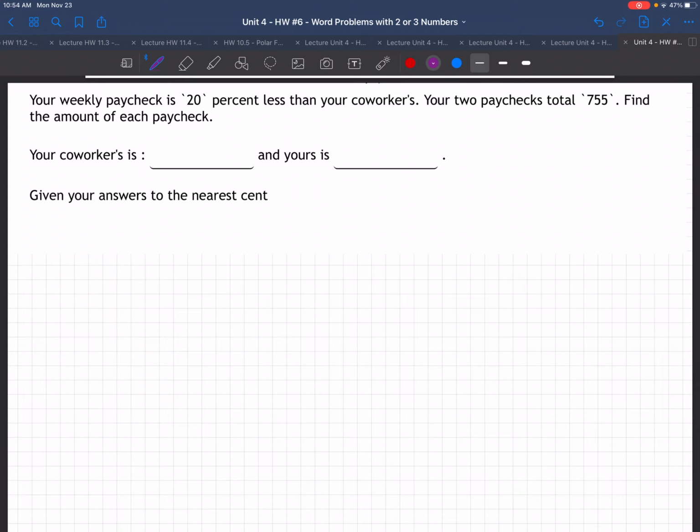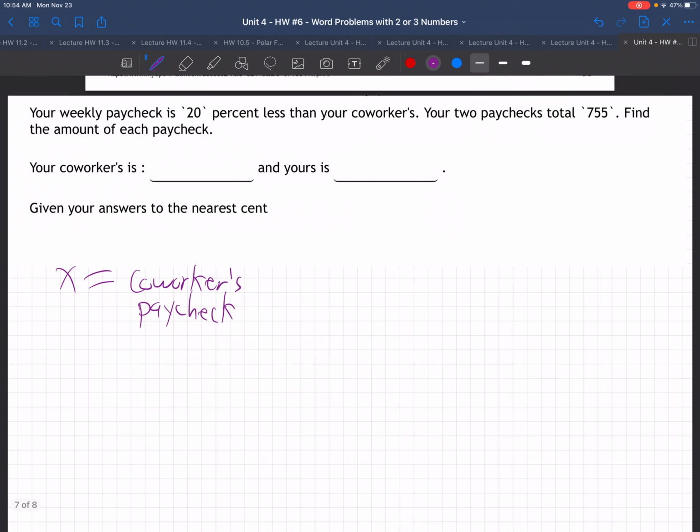So remember how we do. So if X is coworker's paycheck. Remember how we do 20% less? Here, let me remind you. Percent increase/decrease formulas from an earlier unit.